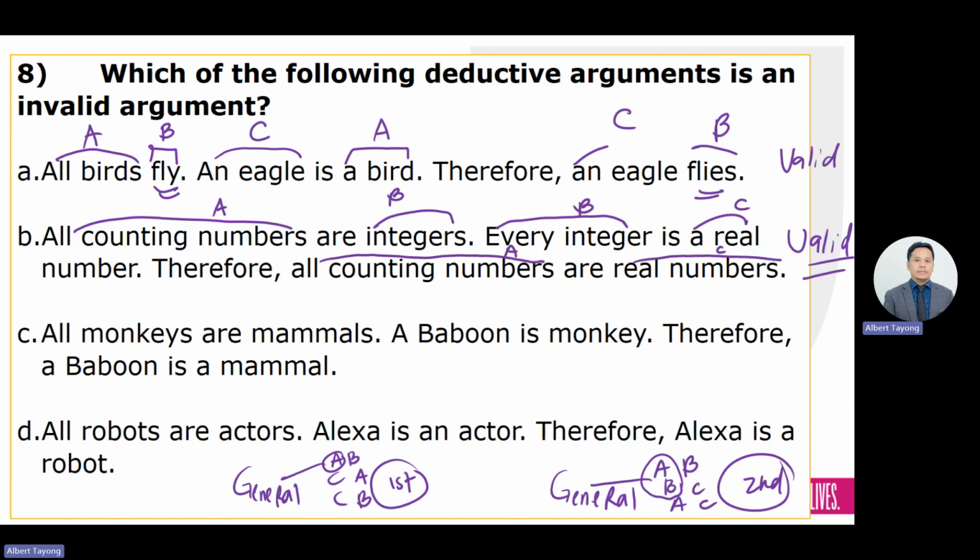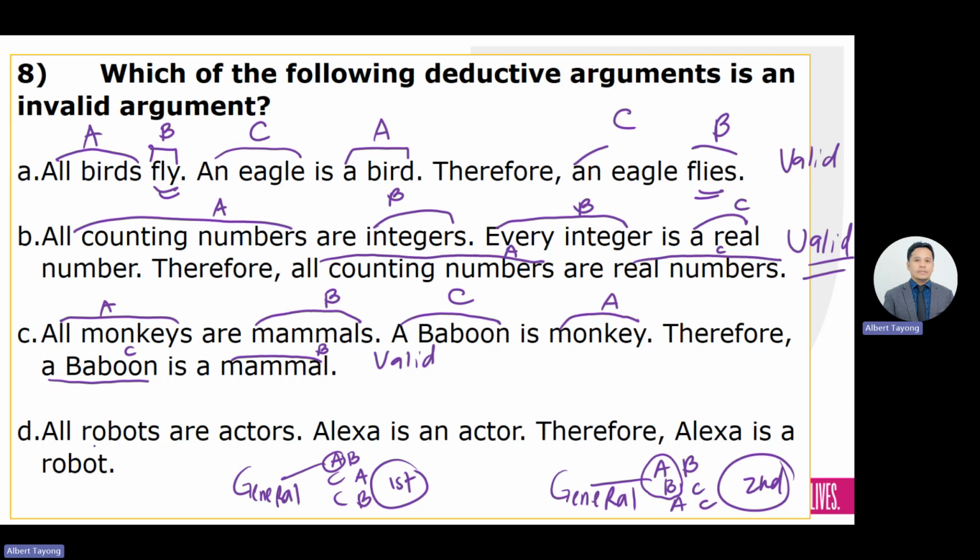A, B, B, C, A, C, but A and B should be general. Like here we have all. When I say general, all elements are included, all counting numbers. Here, every integer. When I say every integer, all integers. Here, all monkeys, that's our A. Mammals, B. Here, a baboon, that is our C. Monkey is A. So it follows A, B, C, A. First one is general, all. And here, a baboon is C. Mammal is B. So again, this is valid.